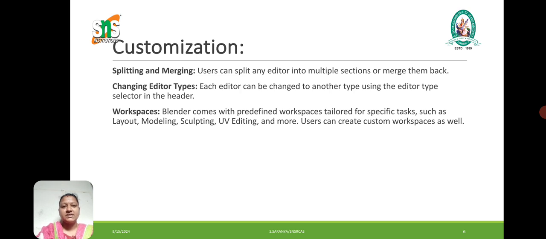Second one is changing editor types. In this, we can change from one type to another by selecting it in the header. The next is workspace. Blender comes with predefined workspaces, that is the small boxes you can see. It includes specific tasks such as layout, modeling, sculpting, UV editing, and more.